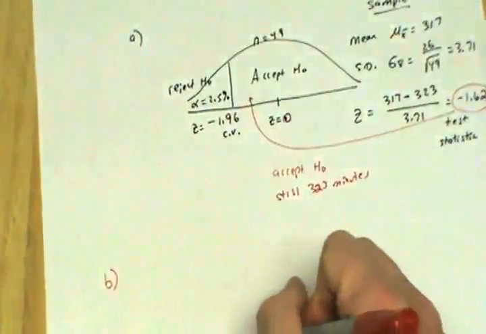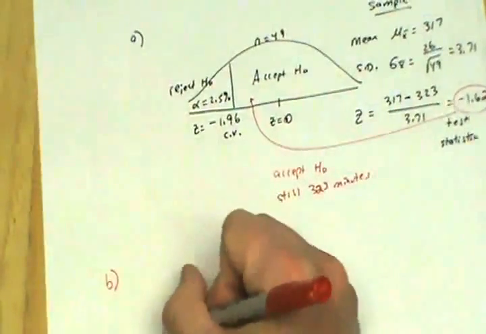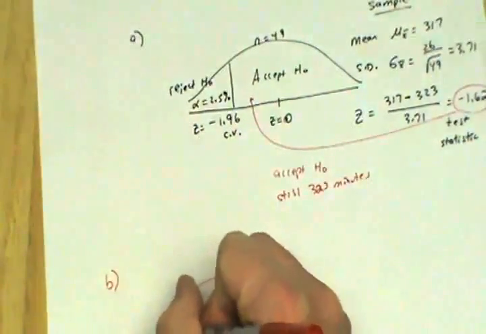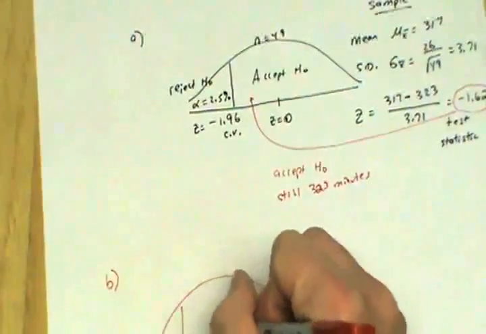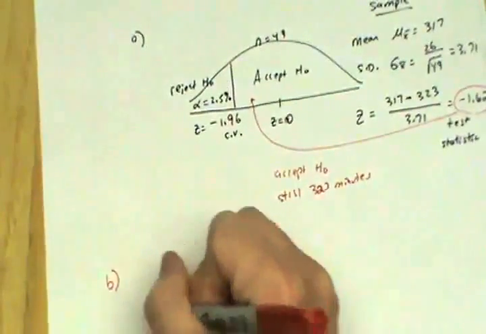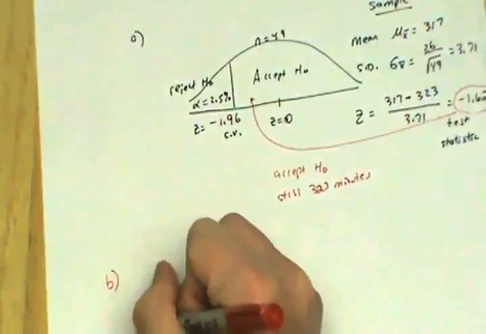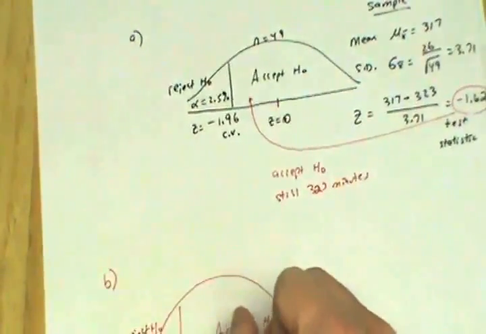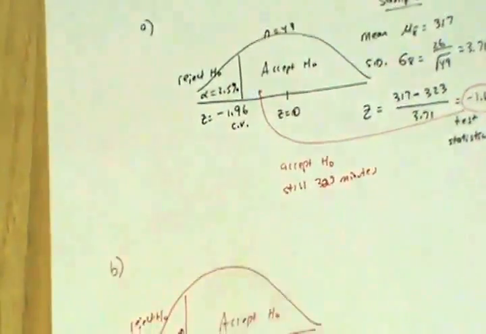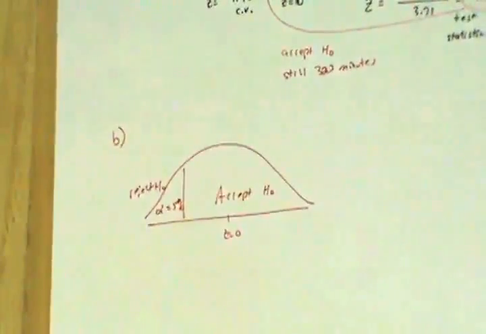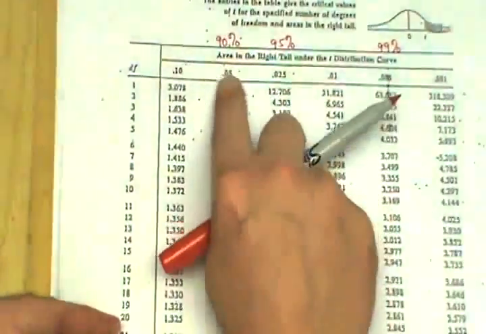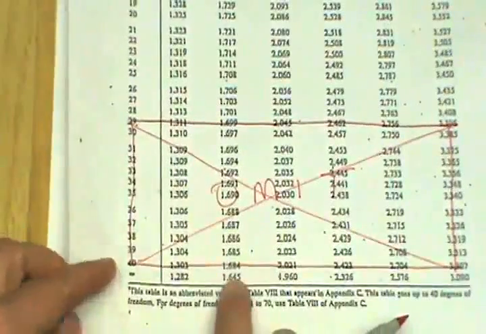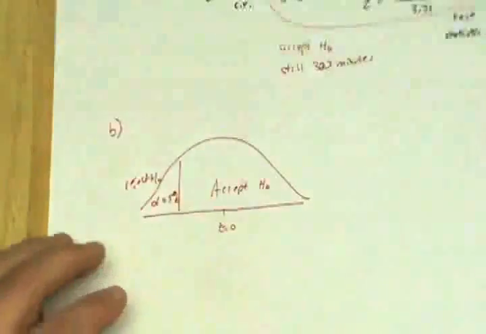Part B asks us, let's test it again, but let's pick a different alpha in the tail. Let's pick an alpha of 5%. So accept H0. The tail is going to be reject H0. The mean is a z-score of 0. There we go. We want 5% in the tail. So in our t-chart, we're going to go to 0.05. Our sample size was more than 30, so we're going to go to the bottom, and we're going to say 1.645.